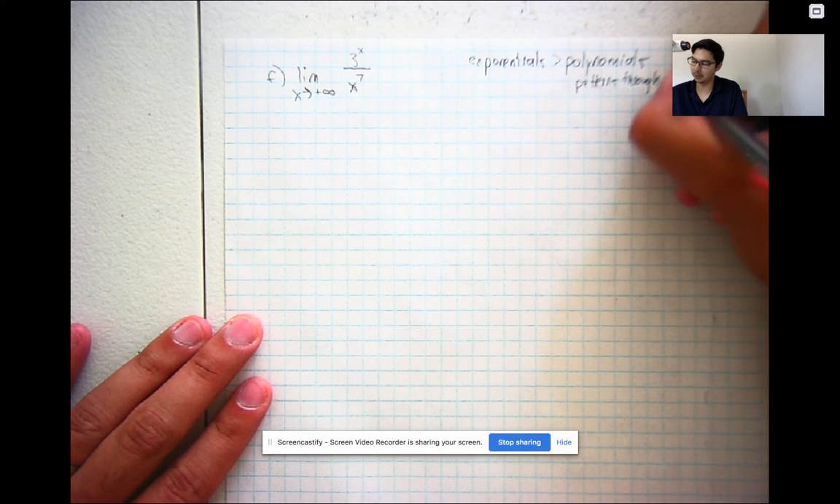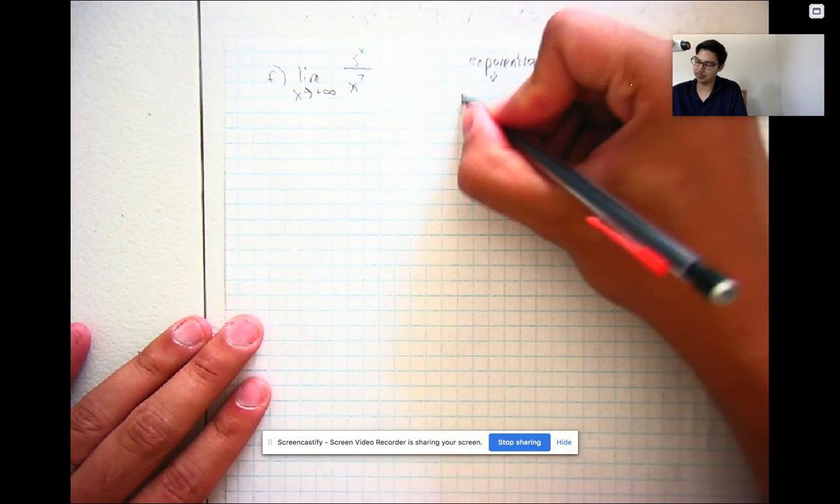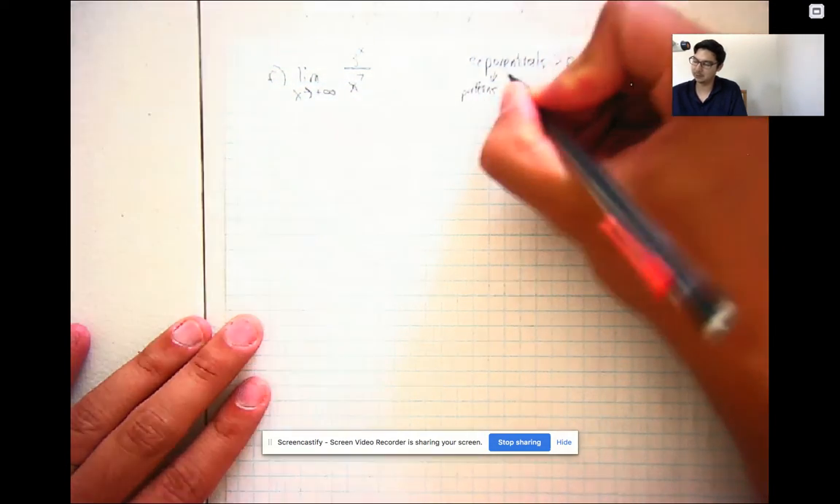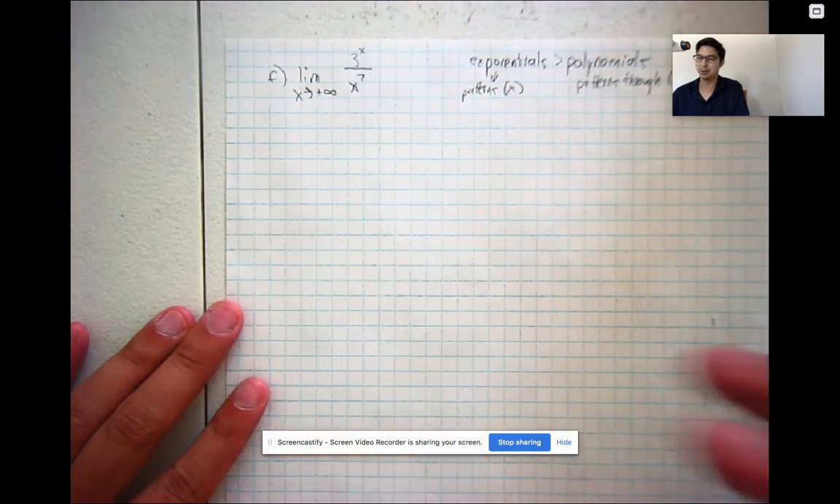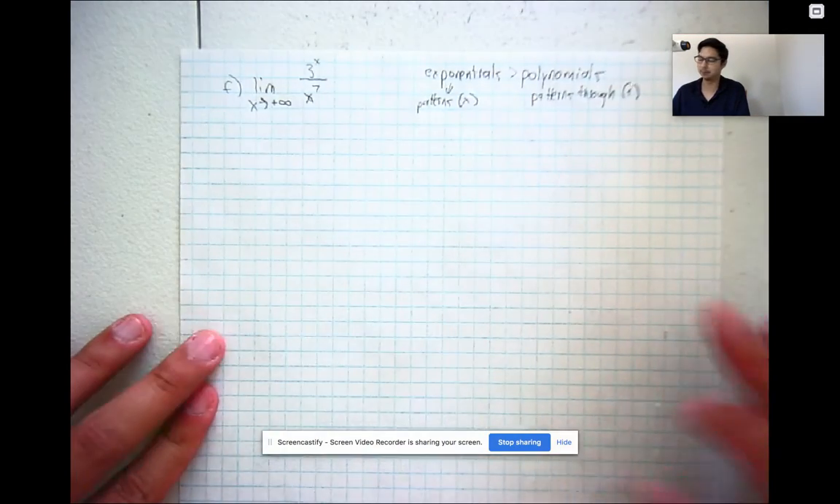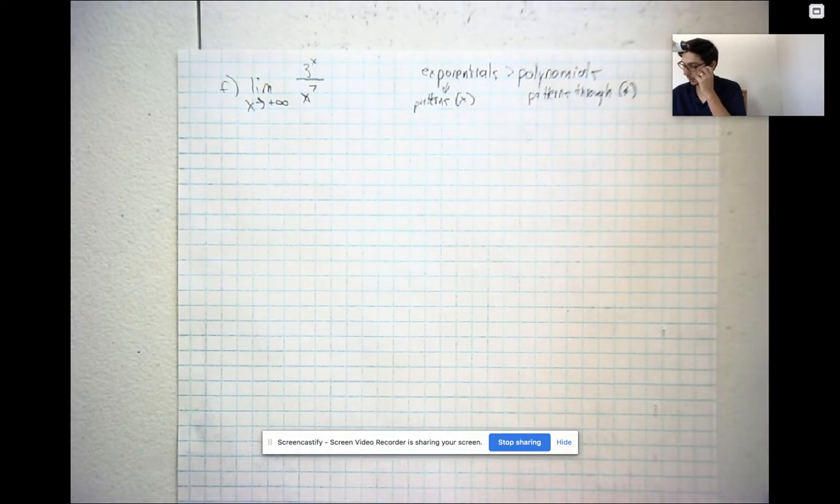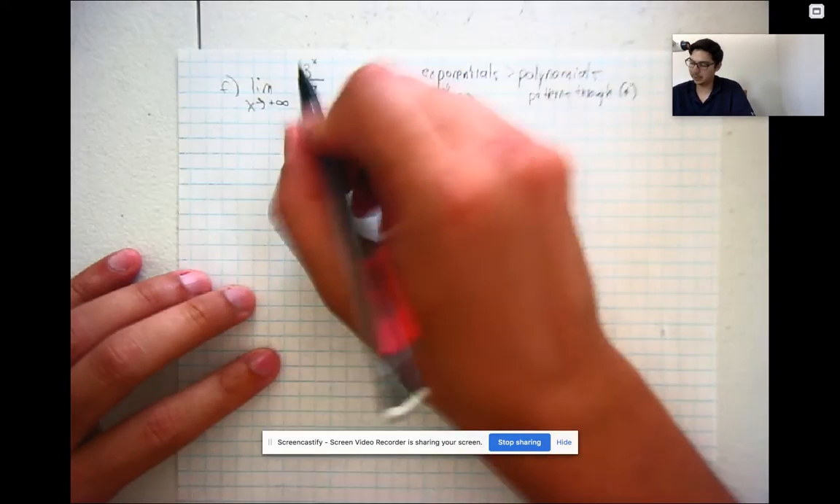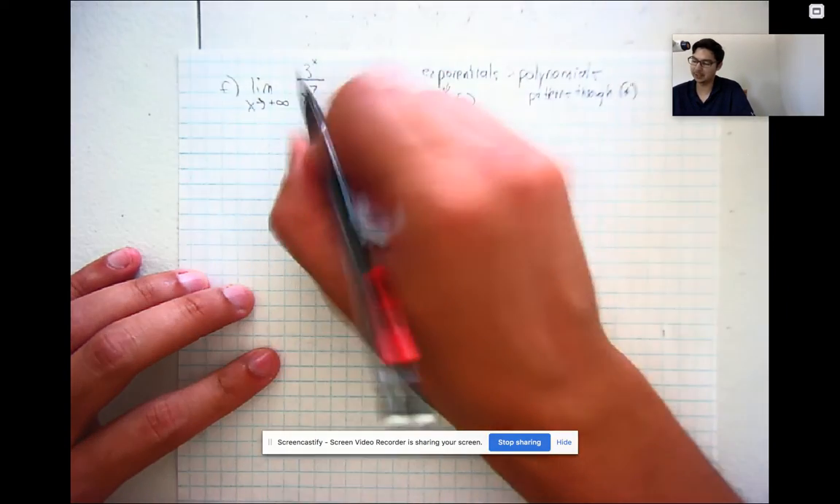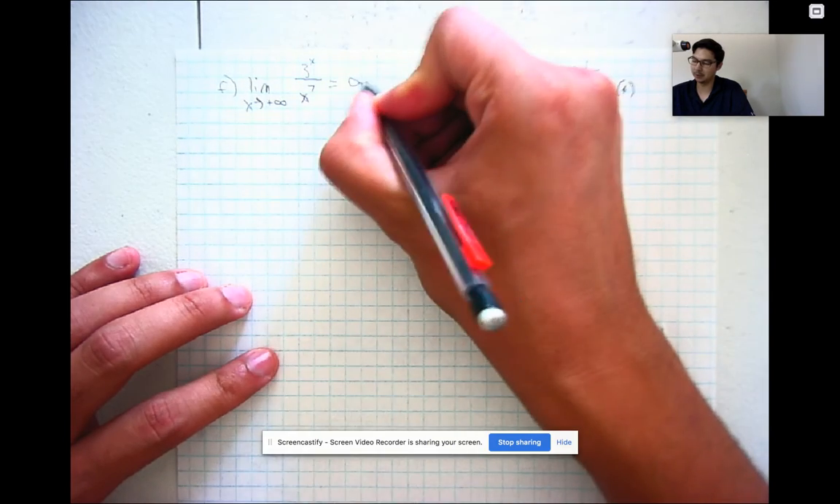This is getting a little bit more into it. And exponentials are patterns through multiplication. And multiplication always speeds up quicker than addition. But that's something else that's not relevant to this class necessarily. So here, 3 to the x is going to blow up faster than x to the 7th. So this is going to approach infinity.